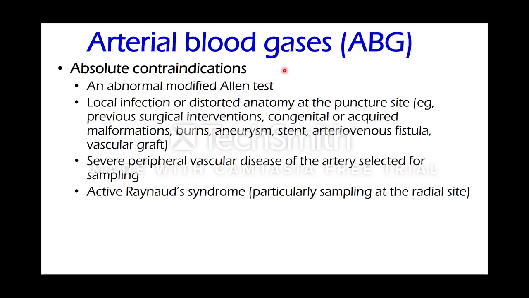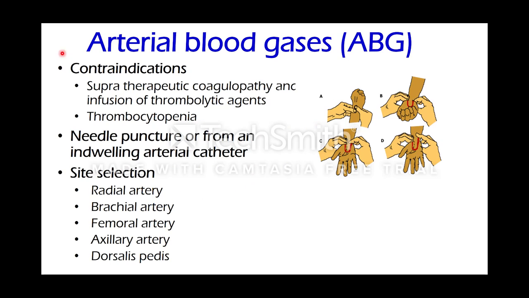There is an absolute contraindication when we have an abnormal Allen test. I'm going to explain it in a little bit. Or when we have difficulty accessing the site, like abnormal anatomy, skin breakdown, abnormal arteries, any treatment intervention in that area, or a fistula that prevents us from accessing the artery to get the sample. Or when we have peripheral vascular disease, or Raynaud's phenomenon, where these vessels are in spasm and cannot be accessed. The other absolute contraindication is abnormal coagulation or thrombocytopenia. Obviously, when you puncture an artery in this situation, there will be severe bleeding.